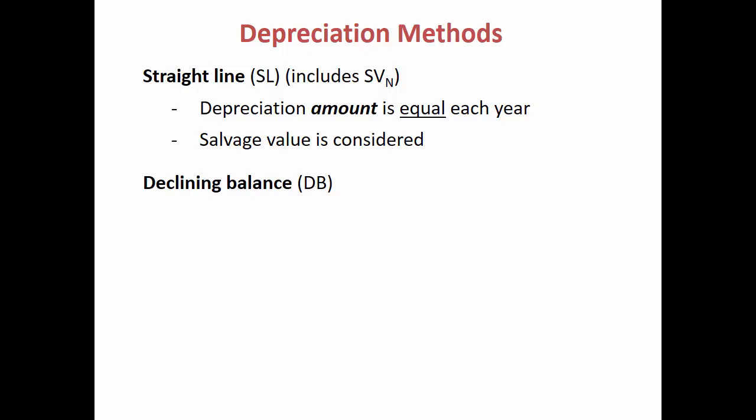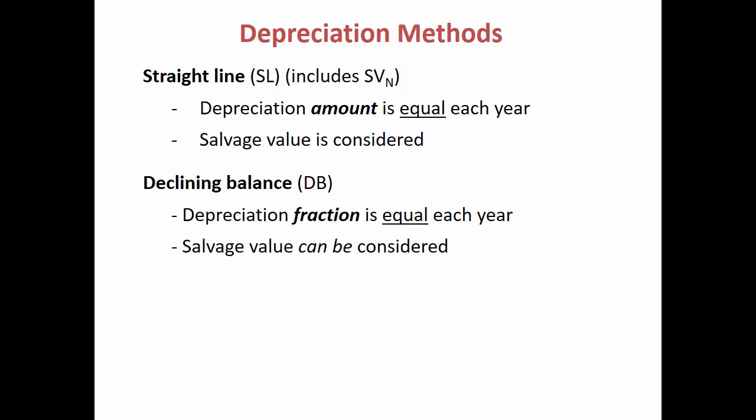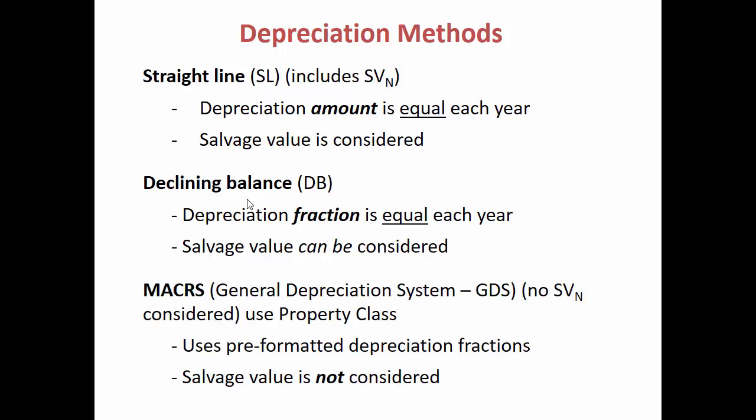Declining balance, on the other hand, instead of having an equal amount of depreciation every year, says, let's have an equal fraction. And so maybe in declining balance, instead of saying the equipment decreases in value $200 every year, the declining balance would have it decrease a certain percentage every year. Now you can use a salvage value in declining balance, but it's not necessary.